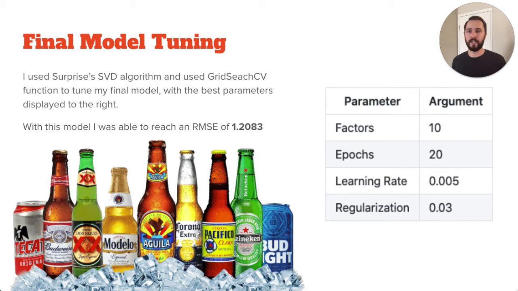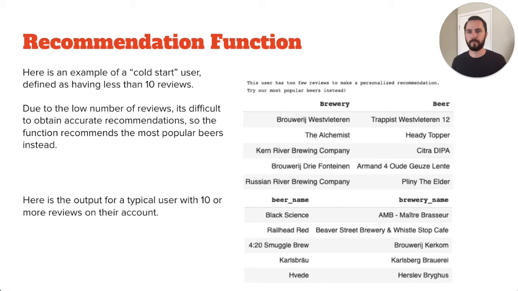So like I said, I used SVD in the final model, and I tuned it using grid search CV, and you can see the best parameters to the right there. This model was able to reach an RMSE of 1.2083. I then used that model to build a recommendation function which took in the model and a username, and then output the 5 beers recommended for that user.